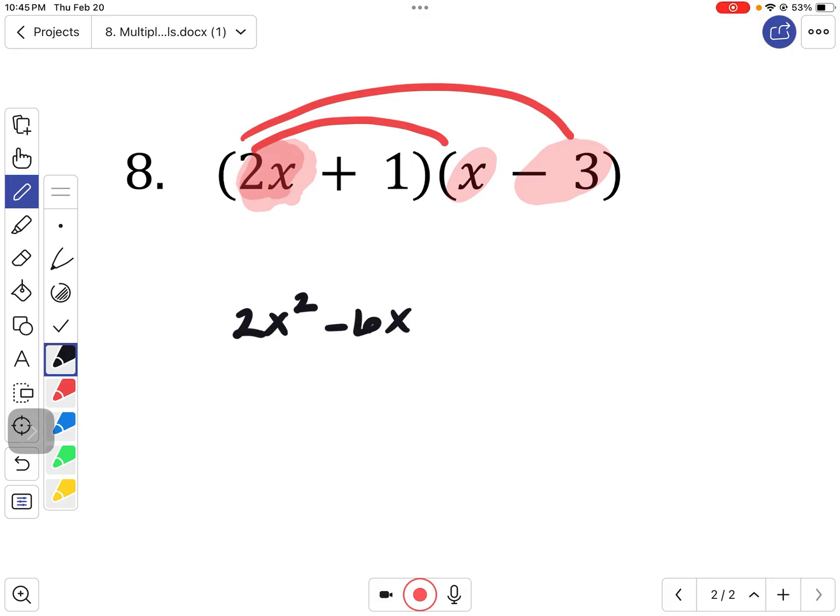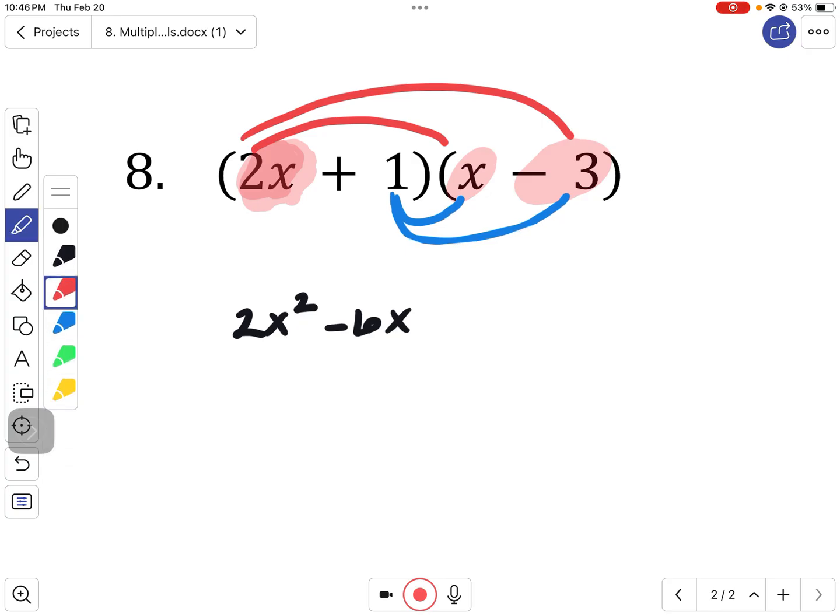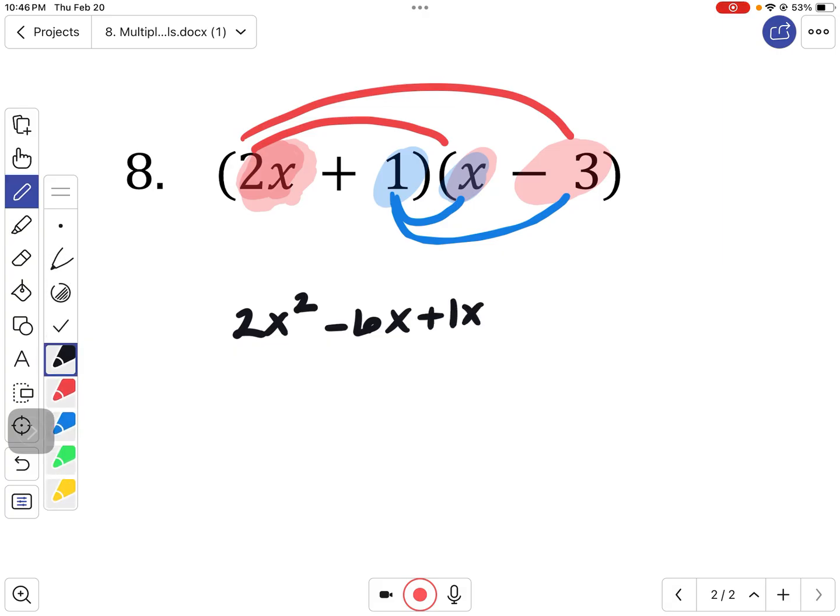Now I'm going to do the second part of that first set of parentheses. I'm going to take this 1 times the x, and then 1 times negative 3. If I do 1 times x, I'm going to get 1x. They're all positive, so I'm going to say plus 1x. And then 1 times negative 3 is negative 3, so I'm going to just plop that negative 3 on the end there.